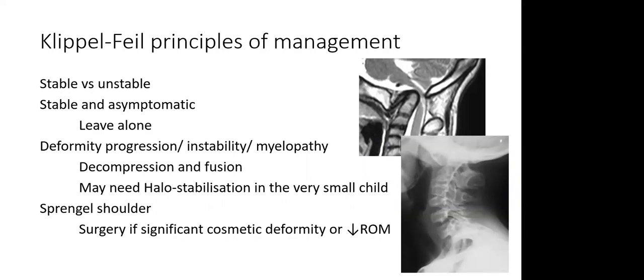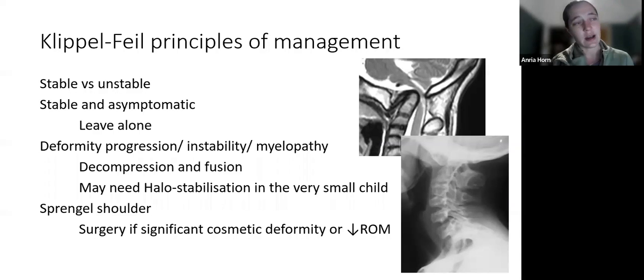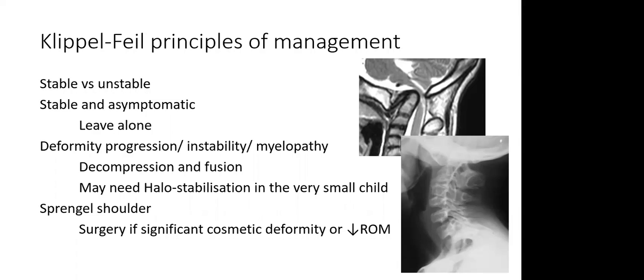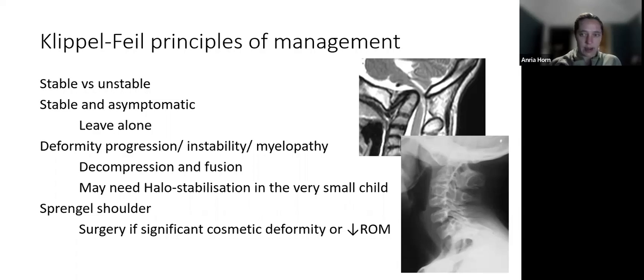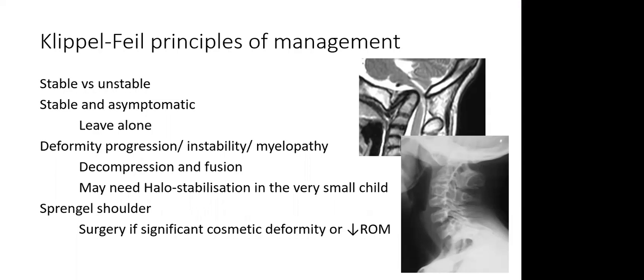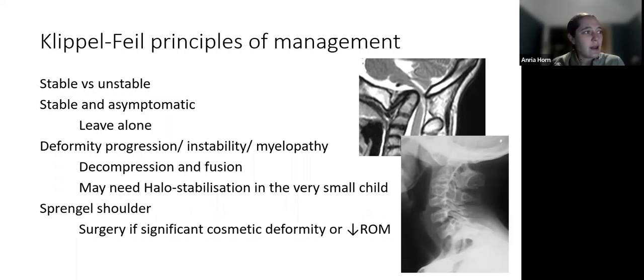So the Klippel-Feil principles of management: you have to decide whether it's stable or not. If it's asymptomatic, just leave it alone. You can't undo the cervical fusions. If there's deformity progression, instability, or myelopathy, then you have to fix the spine. And these are the kids, if you do diagnose them, tell them they're not allowed to participate in contact sports, because you can always imagine being a scrum half or something in this situation and you fracture your long lever in your neck, and that will be the end.